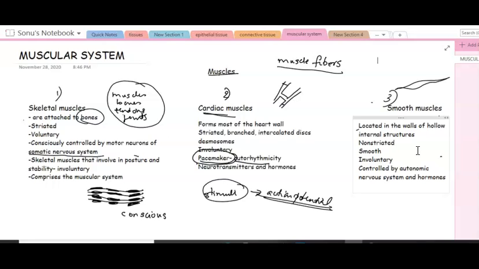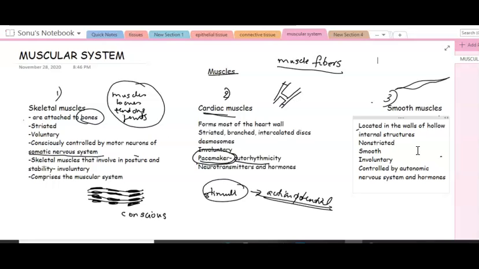Skeletal muscles are striated, cardiac muscles are striated, but they are branched and they have intercalated discs. Most of the skeletal muscles are voluntary, controlled by the somatic nervous system, while cardiac muscles and smooth muscles are involuntary and controlled by the autonomic nervous system. Cardiac muscles have a pacemaker which is responsible for the autorhythmicity.